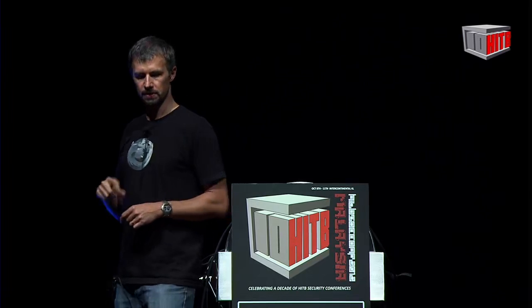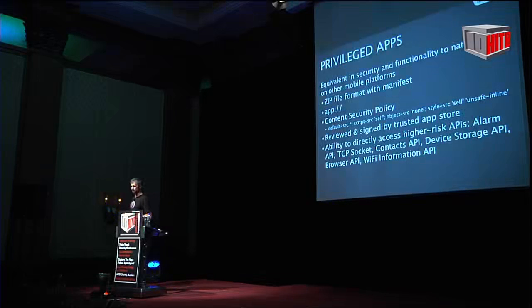So this means that they can have persistent access to higher-risk APIs like the Alarm API. They can do TCP raw sockets, and have persistent access to the Contacts API, Device Storage API, Browser API, which I'll go into in a bit, and the Wi-Fi Information API. There's also detail about how these are made available to apps that I'll go into in a few slides, because it's not that every app just has access to all these things.